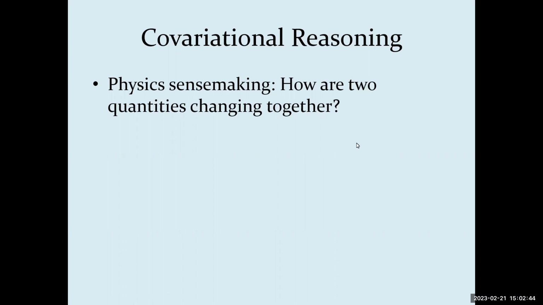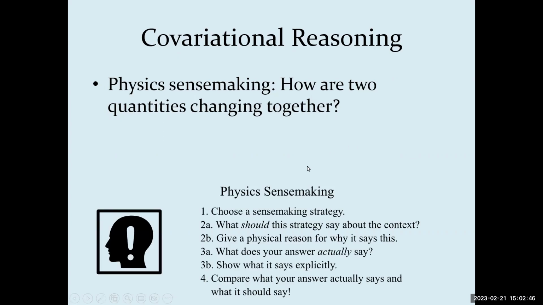Whenever we're doing any sense-making, we're going to follow our general outline, which is to choose a sense-making strategy, in this case, covariational reasoning. We're going to think first about what the strategy should say, giving physical reasons, and then check what our answer or equation actually says, and then see if those two things agree with each other.